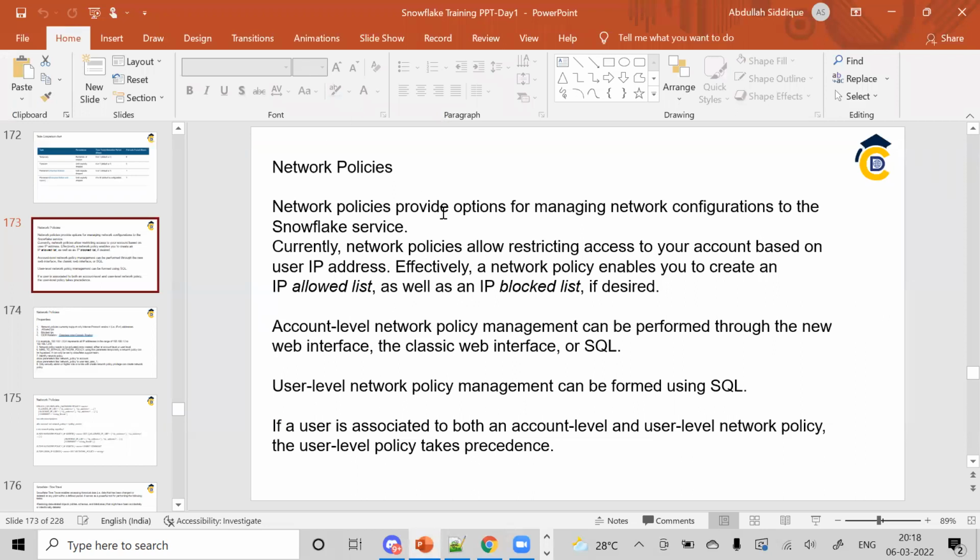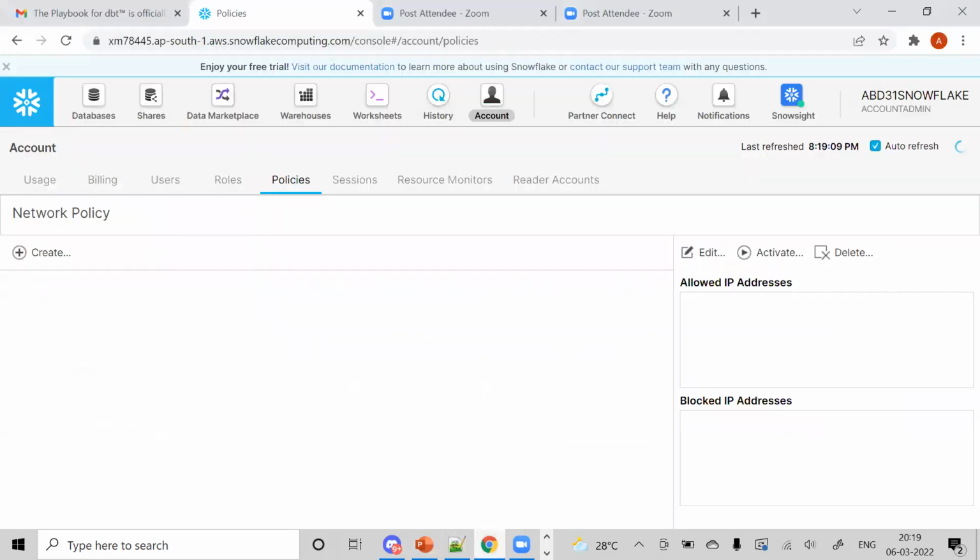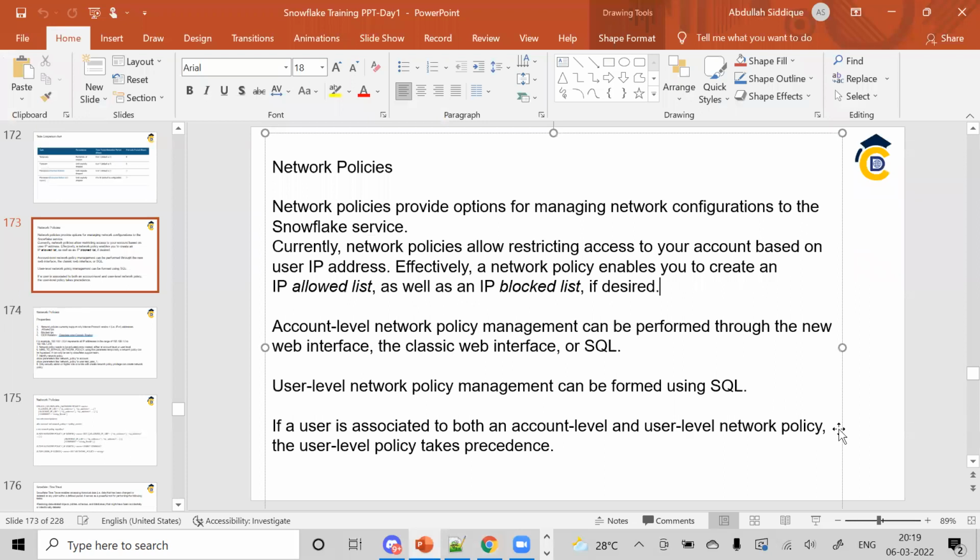So network policies provide options for managing network configurations to the Snowflake service. Currently, network policies allow restricting access to your account based on user IP address. Effectively, a network policy enables you to create an IP allowed list as well as an IP block list. You can give the list of IP addresses as comma-separated values: the IP addresses that you want to allow, and the IP addresses that you want to block.